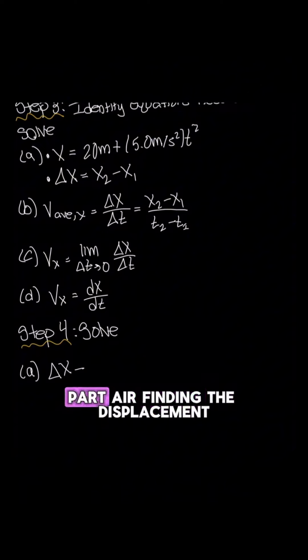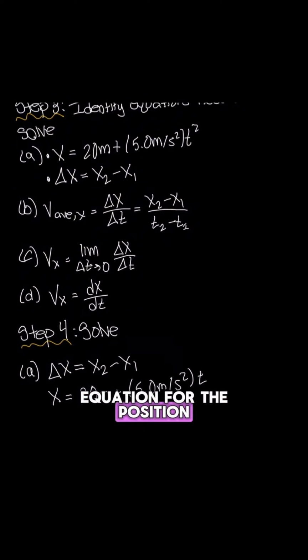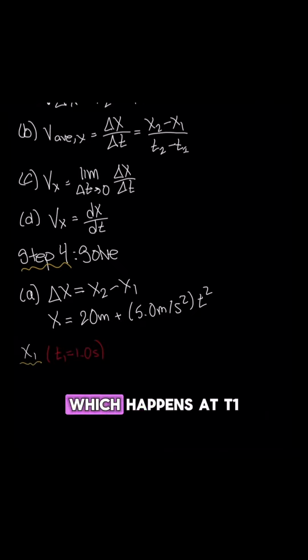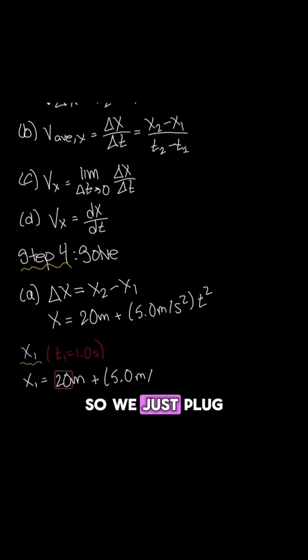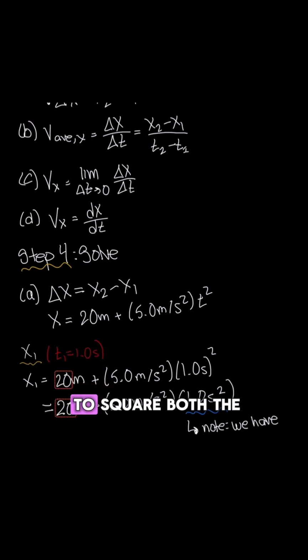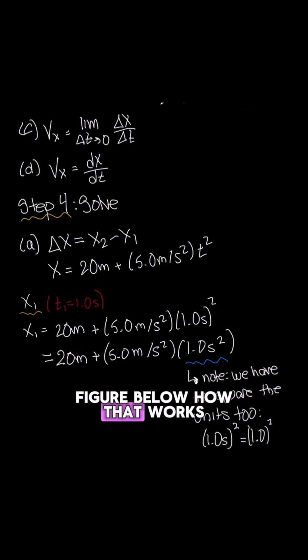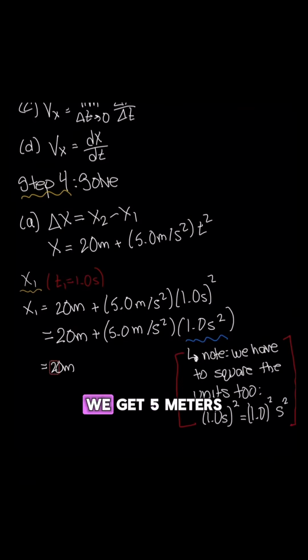So as I said before, part A, we're finding the displacement. So we need the displacement equation as well as the equation for the position. So we can start by finding x1, which happens at t1 equal 1.0 seconds. So we just plug that into the position equation. And then we have to square the time. So it turns into 1.0 seconds squared. I just want to note that we have to square both the units too and the amplitude. So I show a little figure below how that works. And then if we do the multiplication, we get 5 meters.